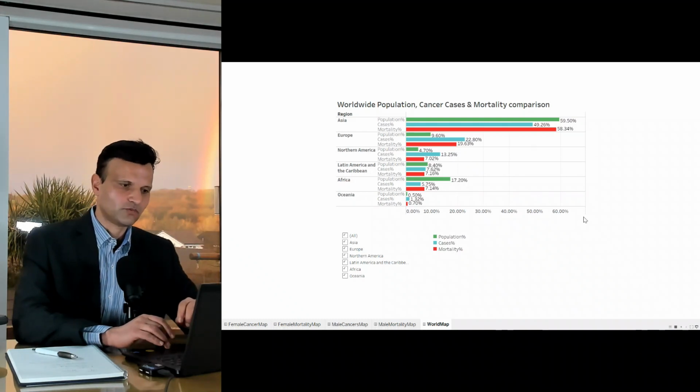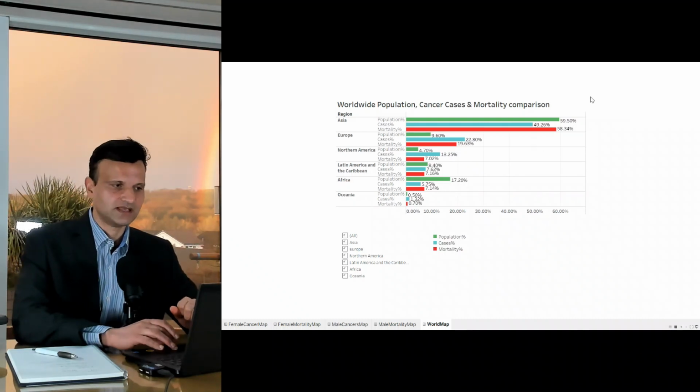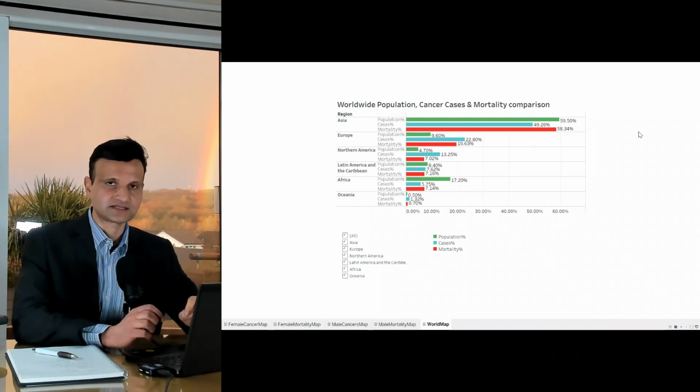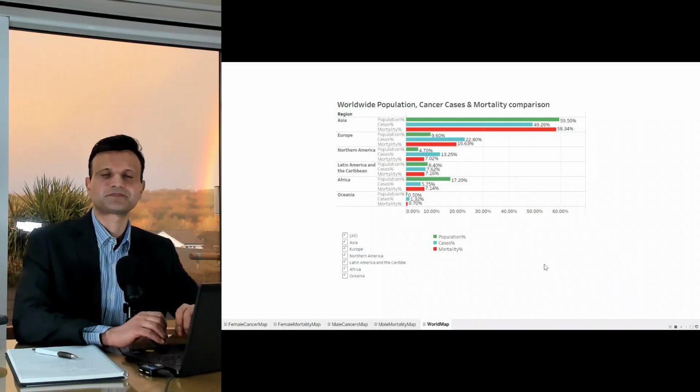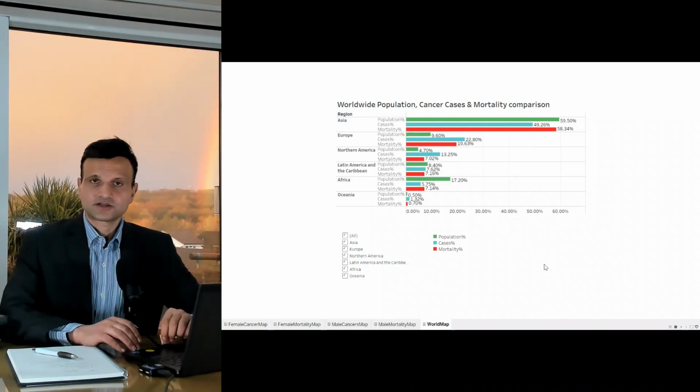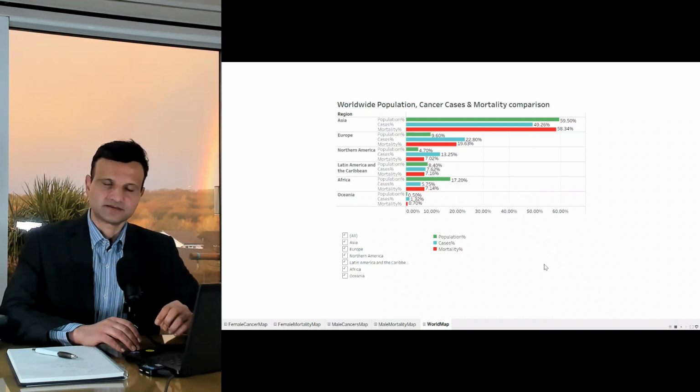So in the overall picture, the highest rate is in Asia, population-wise, cancer rates and mortality, but the cancer rate in Europe seems quite high compared to the population, and similarly in North America. This concludes the first part of the cancer series.